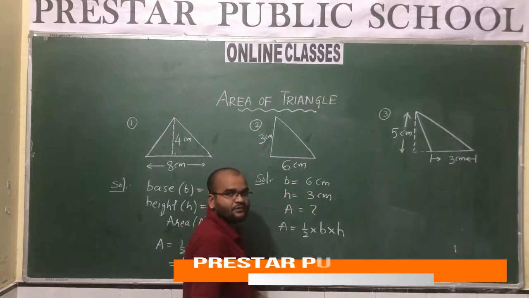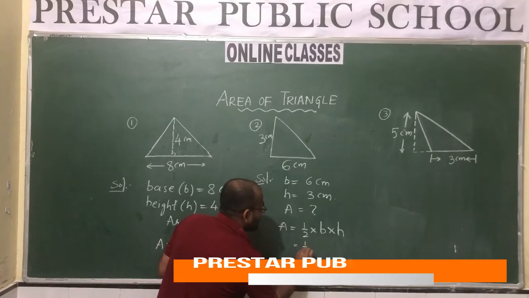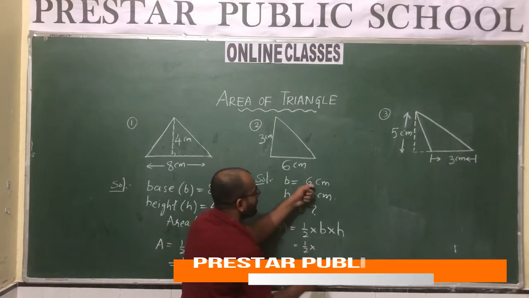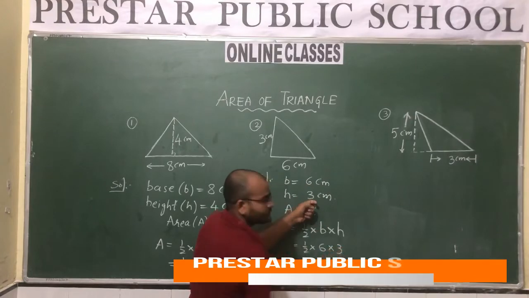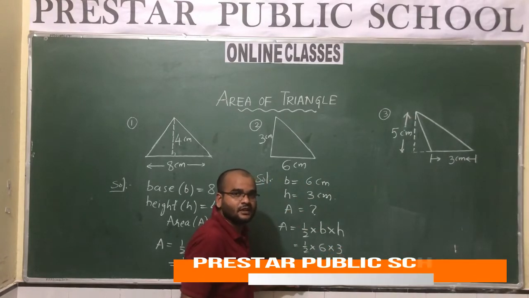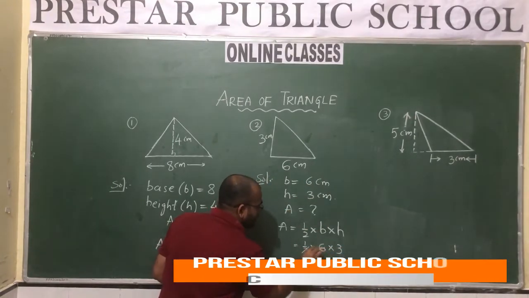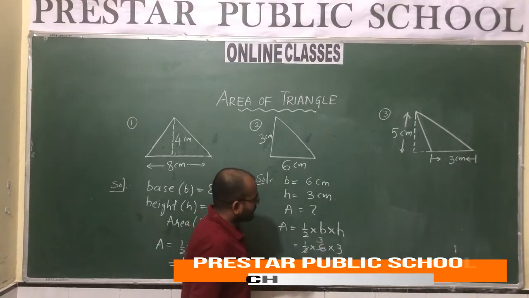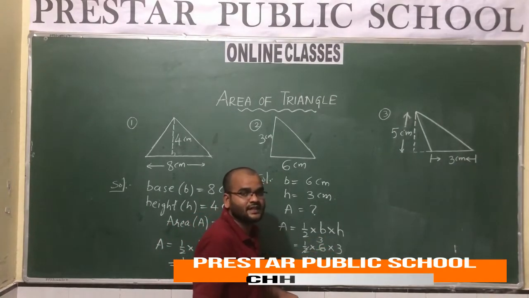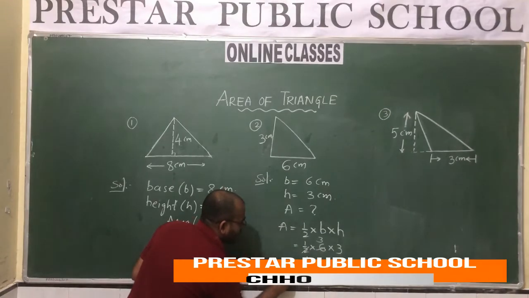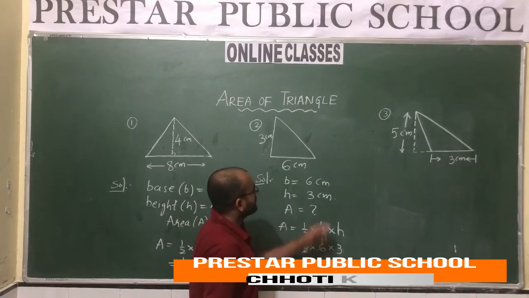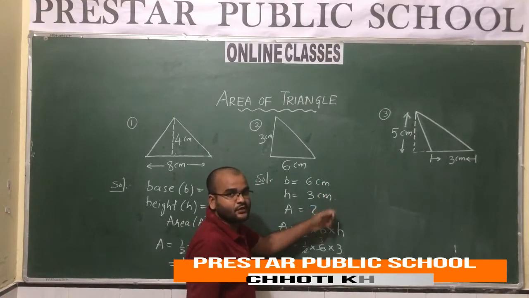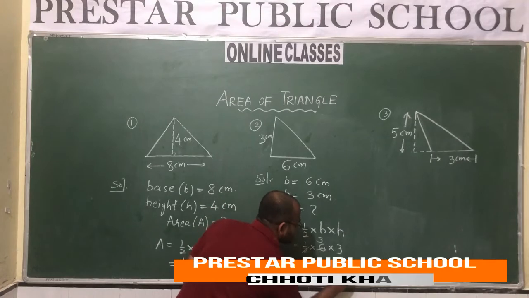Okay? Now substitute the given values. 1 by 2 into base, 6, and height, 3. Any cancellation possible? Yes. 2 ones are 2, 2 threes are 6. The remaining is 3 into 3. 3 threes are 9. So area equals 9. What are the units? Centimeters, so square centimeters.